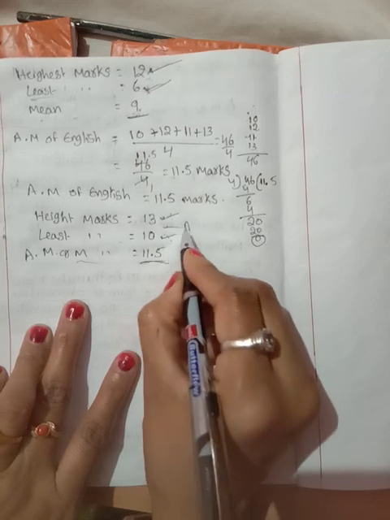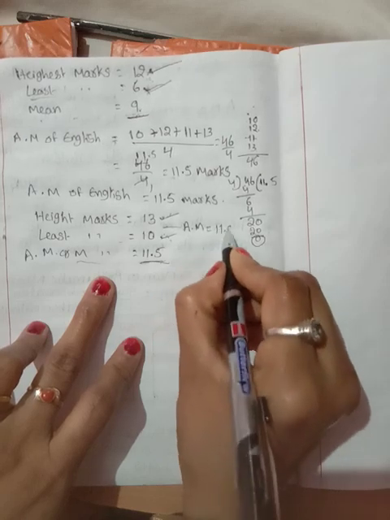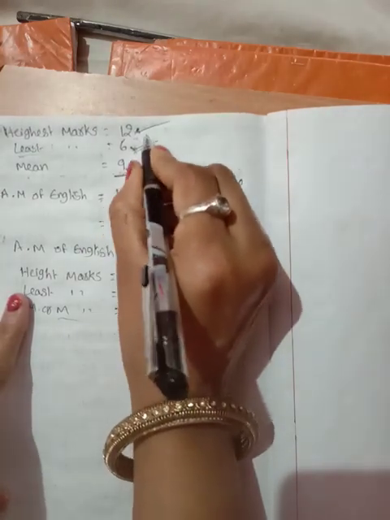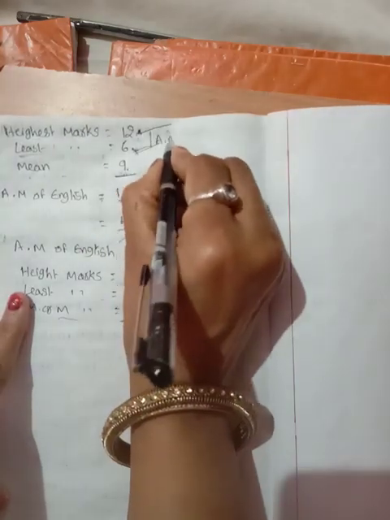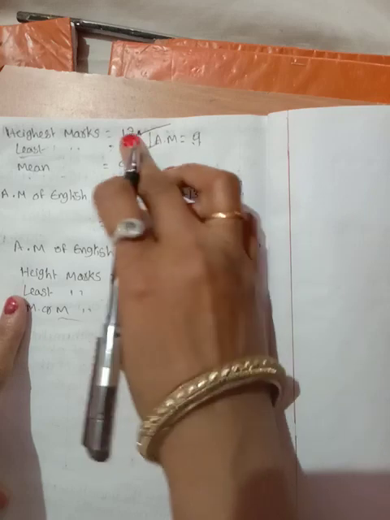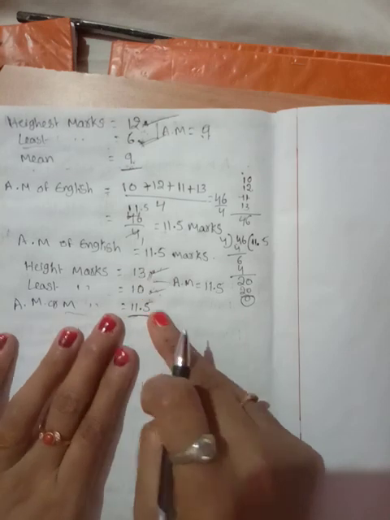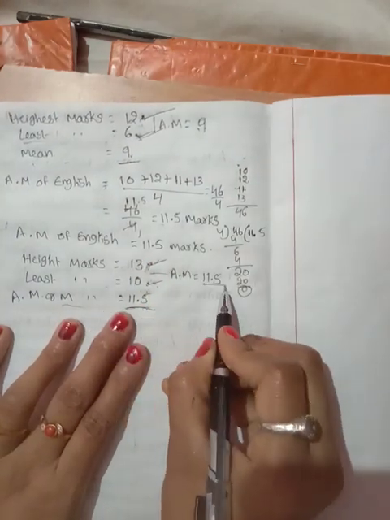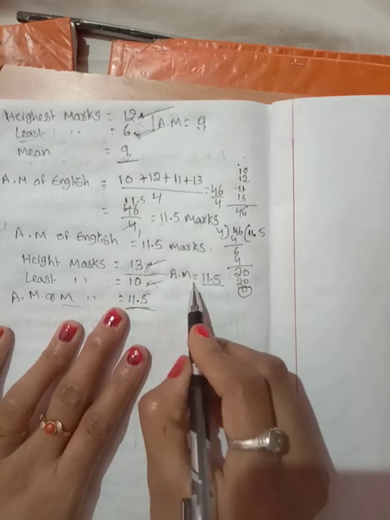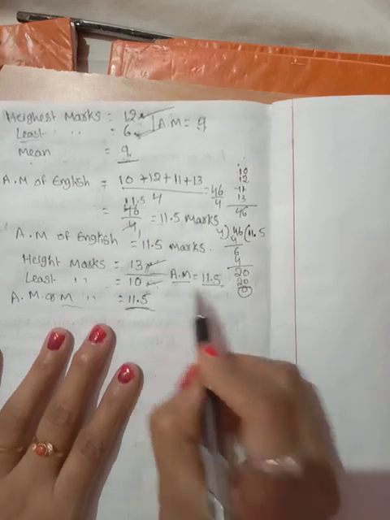If it's the middle, here it is 11.5. Is it correct? Correct. Why? Because your 11.5 is between the highest and least, in the middle there only. Here also the arithmetic mean is between them, 9 only. So 9 is between 12 and 6. Is it correct? Yes. This is also a second example, the English subject. 11.5 lies between 13 and 10, in the middle. So 11.5 is the arithmetic mean.